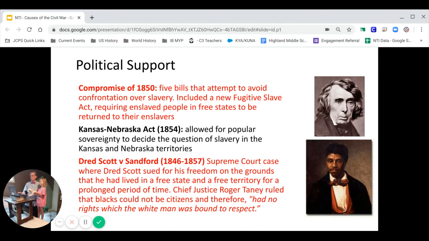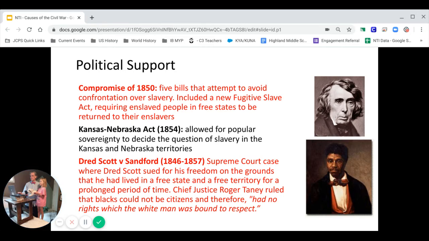In 1846, Dred Scott, who is the man in the painting at the bottom, sued for his freedom. The man who had enslaved him had passed, and because he was considered property, he was going to be turned over to the man's wife. But he had lived for a long period of time in a free state and in free territories, so he sued because he had lived so long in free territories that he should now be considered free.